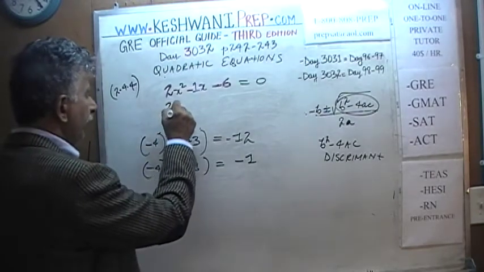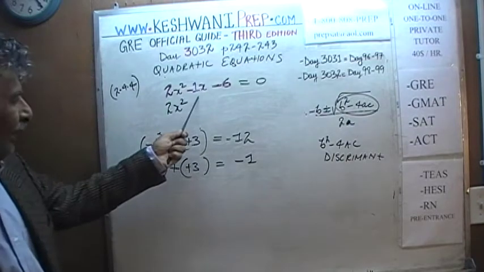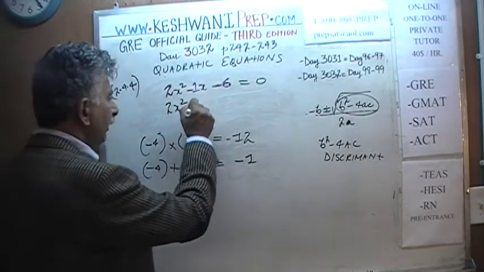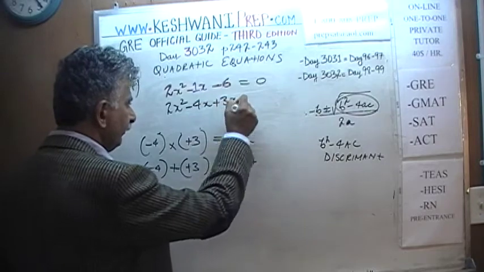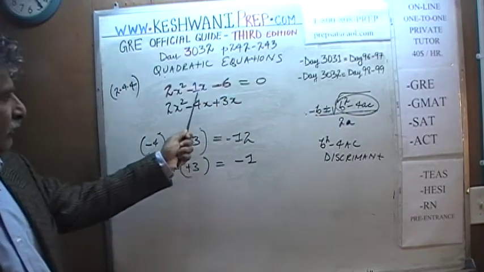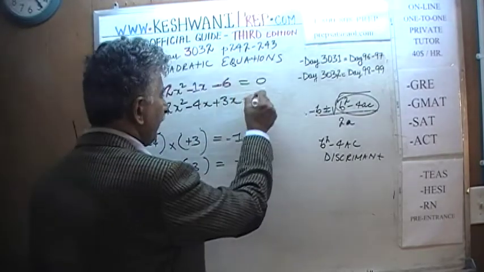So we have 2x squared, and we're going to write our negative 1x in the form of negative 4x and a positive 3x. You see, negative 4x and positive 3x is going to give us negative x, and then of course minus 6 equals 0.